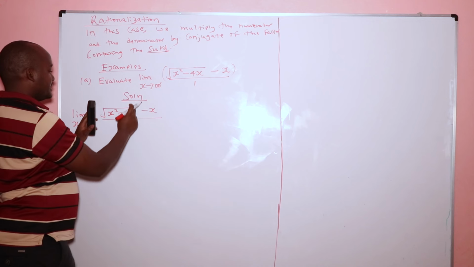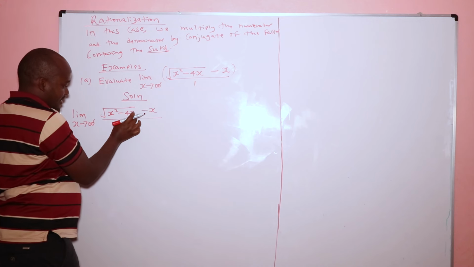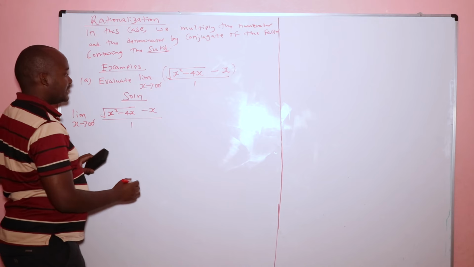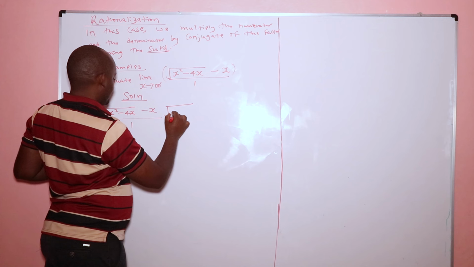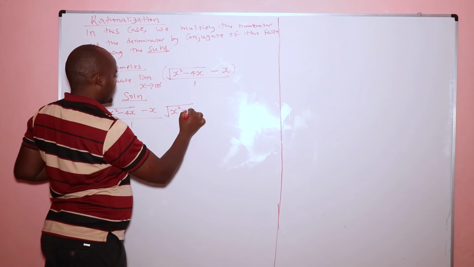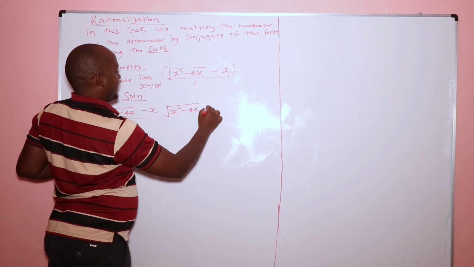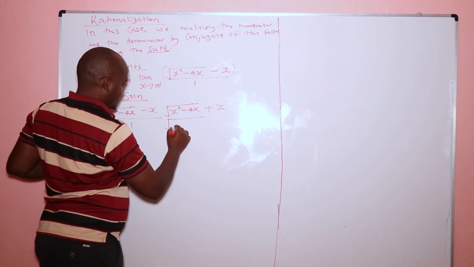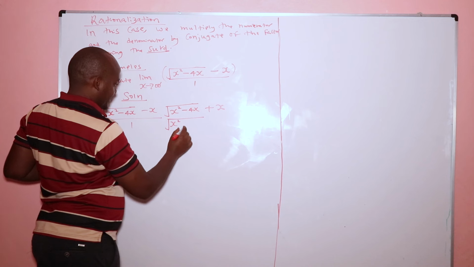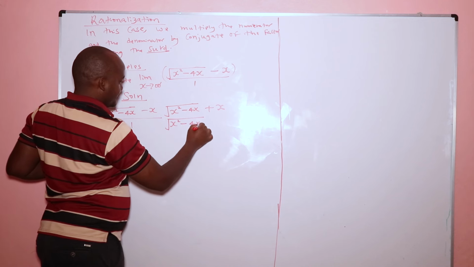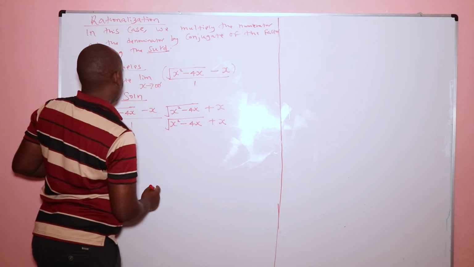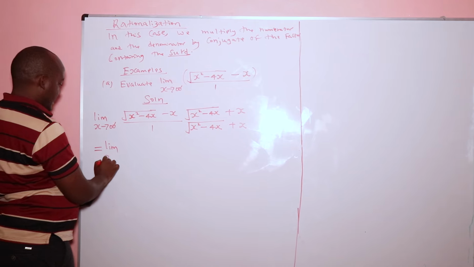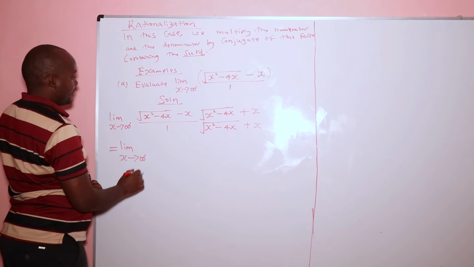So the conjugate of this, we just need to change this sign. We are treating this as a term on its own and this as a term on its own. So for the numerator we multiply by root x squared minus 4x plus x. And what we do to the numerator, we also do to the denominator, which is we multiply by root x squared minus 4x plus x. So this is going to give us what? This will be the limit as x approaches infinity.